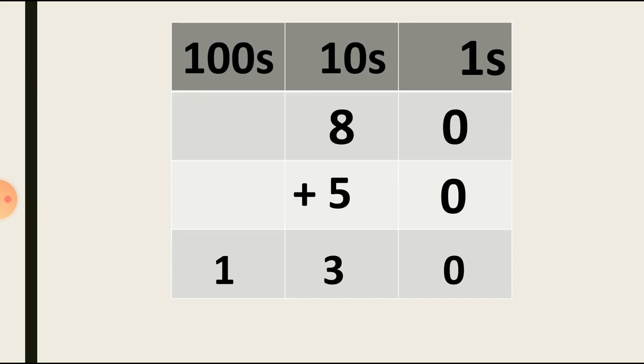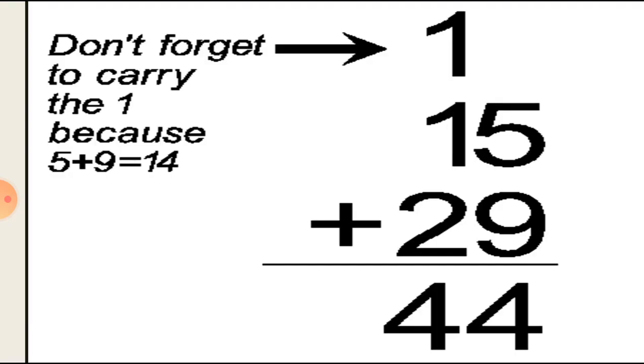We add this 1 at the hundreds column, but there is no value in the hundreds column, so you can write down 0 there. So 0 plus 1 is equal to 1. This way you can solve these types of sums, and I hope there is no doubt in this.